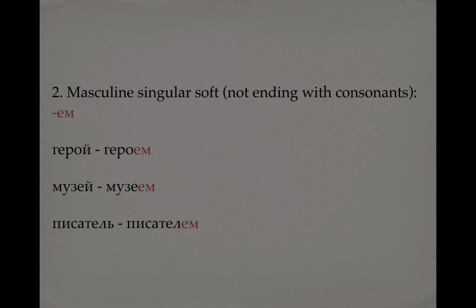For example, geroy, the hero, is ending with the short i, and to change it, you just remove the ending and add -em. Geroy, geroyem. And the second example, muzey, museum. How do we change it? Remove the ending and add -em, so we get muzeyem. And pisatel, the writer, how do we change? We remove the soft sign and add -em, so we got pisatelem.